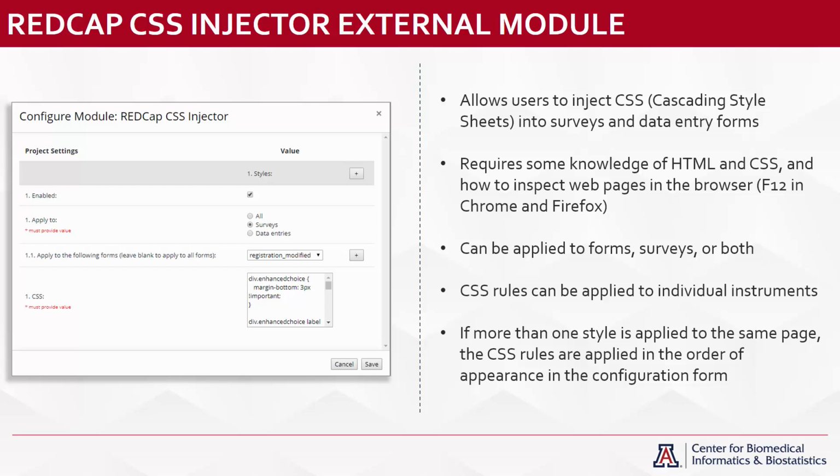So you can apply these styles to forms and surveys or both, and you can change the rules for individual elements. If you apply styles across the board to all surveys or all forms, you can also specifically add certain styles to one form and not another. And if you apply more than one style to the same page, the rules are applied in the order of appearance in the configuration form. So in this CSS window, pretty much from top to bottom, that's how those rules are applied.